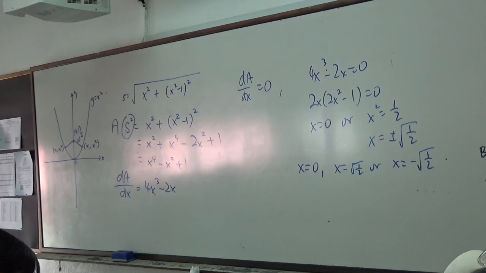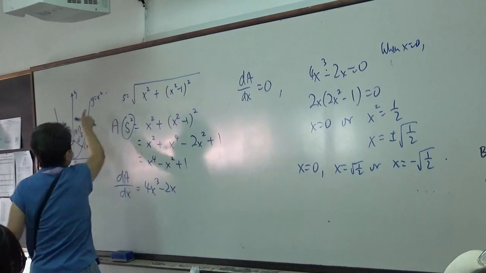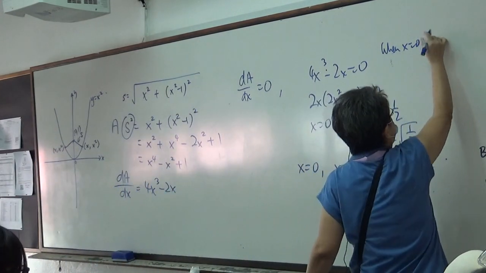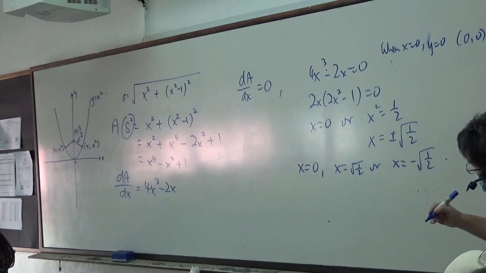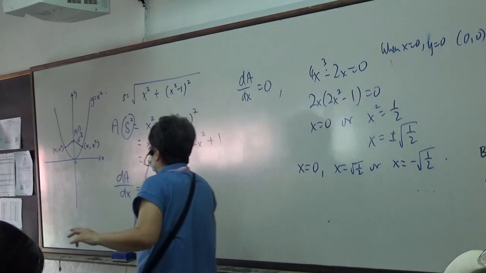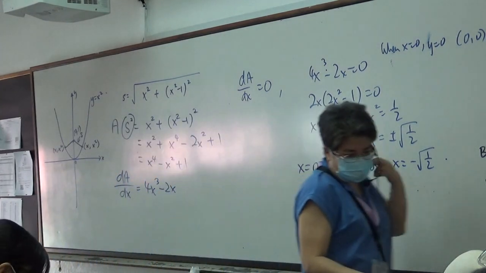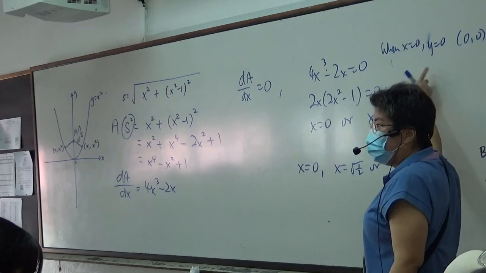Okay, good. Now, what will happen? When x is 0, I plug in here, what is my y? Y is 0, right? So I have the first point, (0, 0). Did I make a mistake? No. Okay, good. When x is 0, y is 0. Am I right to say that?